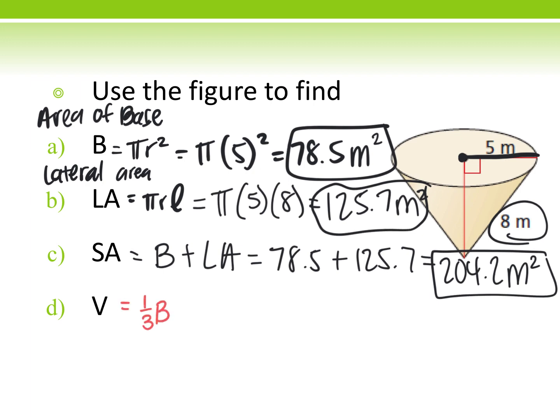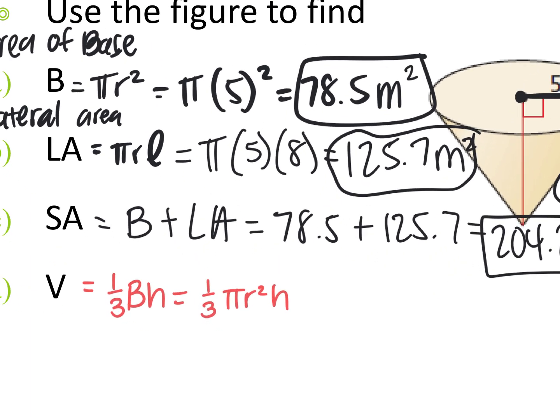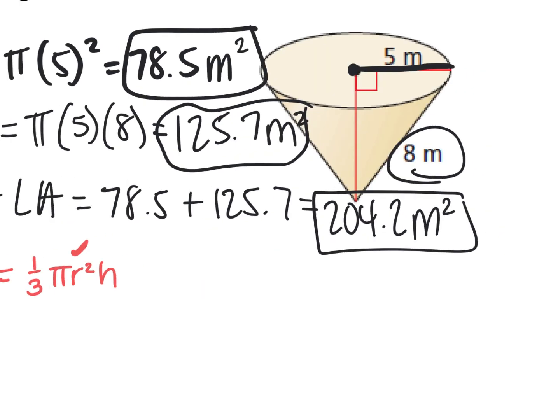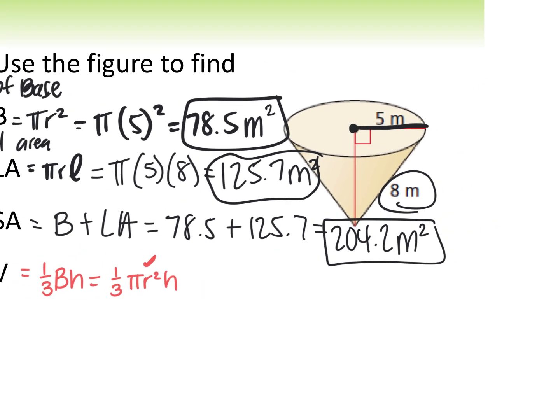1/3 base times height. Or pi r squared h. Yeah, let's go ahead and substitute it in. It's going to be 1/3 pi r squared times the height. Okay? Do we know the radius? Cool. Do we know the height? No. We do not. So we're going to put an H there.